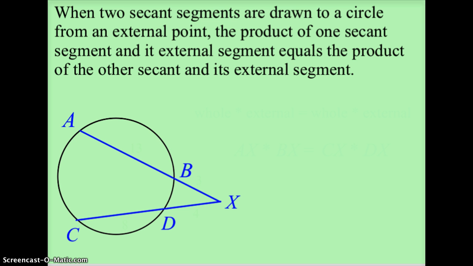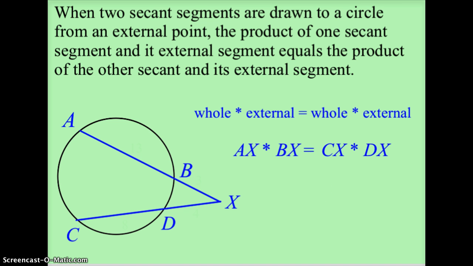The words that are in this entire theorem can be broken down to be this. Whole times the external part equals the whole secant times the external part. In terms of this particular problem, AX times BX equals CX times DX. The whole entire segment AX times the external part, the whole entire segment times the external part. If you do the math, 13 plus 3 is 16, 16 times 3. 8 plus 4 is 12 times 4, and you'll find out that both of them equal 48.